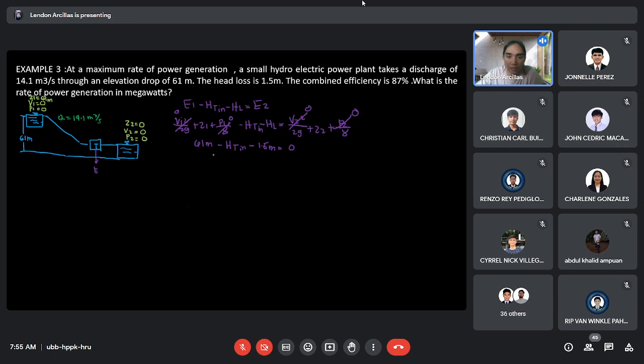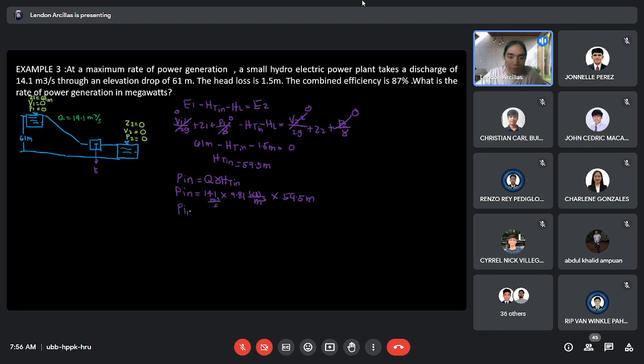Z2 is 0, right? So HT in is equal to 59.5 meters. Since we are solving HT in, what we get is PT in, or the power of the turbine in, or the power supplied by the turbine. So that is Q times the specific weight of water times HT in. P in is equal to the Q, which is 14.1, times 9.81 kilonewton per cubic meter for water, times the HT in, 59.5 meters.